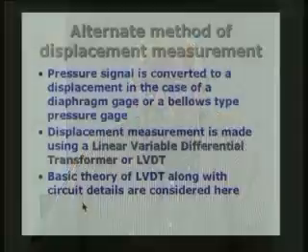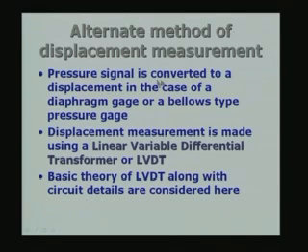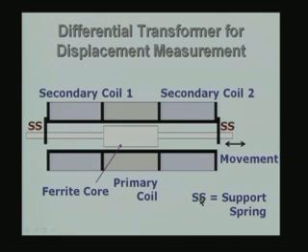So, what I am going to do is to look at the alternate method. One of the alternate methods is use of a linear variable differential transformer, which I referred to earlier in passing. So, the pressure signal is converted to a displacement in the case of a diaphragm gauge or a Bellows type gauge. So, how it is done I will show in the next slides. So, displacement measurement is made using a linear variable differential transformer or LVDT, and what we are going to do is to look at the basic theory of LVDT along with some circuitry details in the present lecture. So, let us look at the possible ways of doing it.